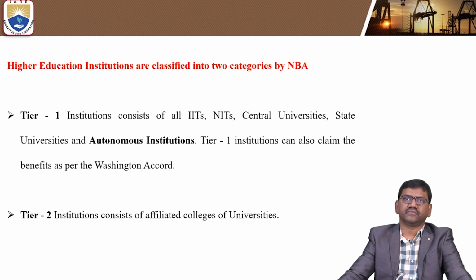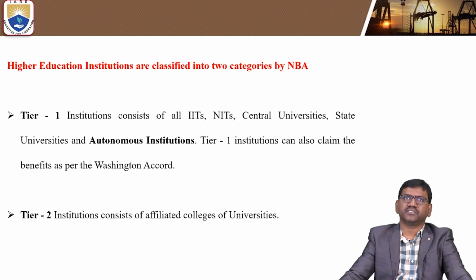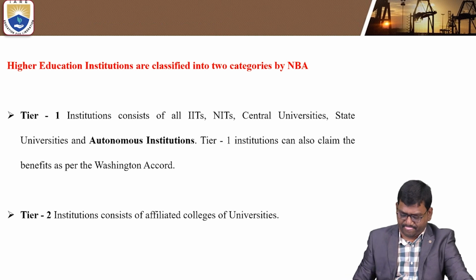Tier 2 institutions consist of affiliated colleges of the universities. So the state university colleges come under all the universities, all those institutions come under Tier 2. And all the central government related institutions or the universities or IITs and NITs, autonomous institutions come under Tier 1.